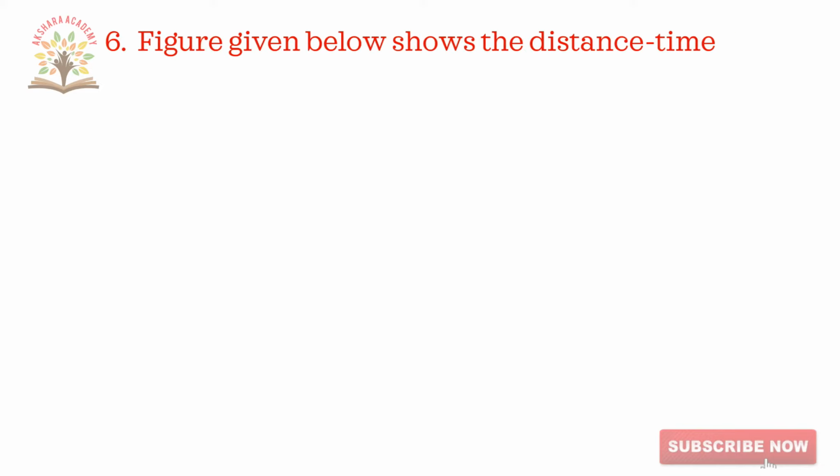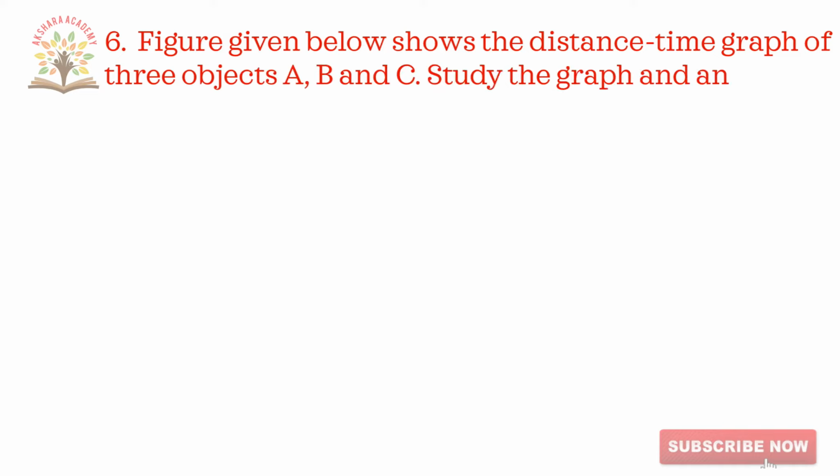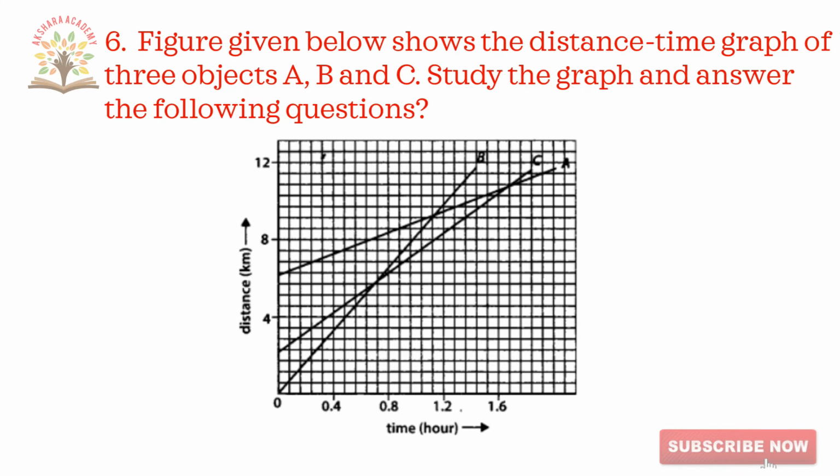Going to the next one, that is the sixth question. The figure given below shows the distance-time graph of three objects A, B and C. Study the graph and answer the following questions. This is the graph showing the distance-time graphs of objects A, B and C. In this question, they are asking that you have to study the graph and answer the below questions. See the questions first.